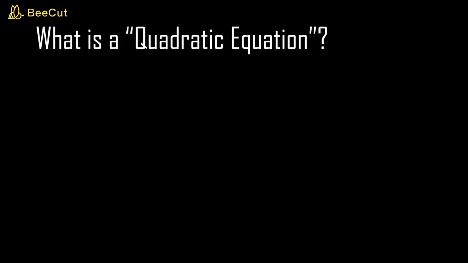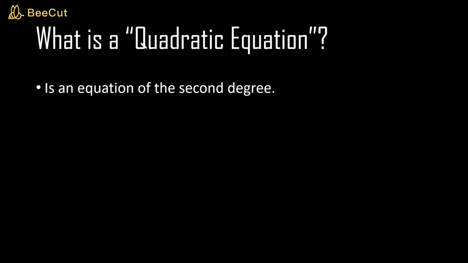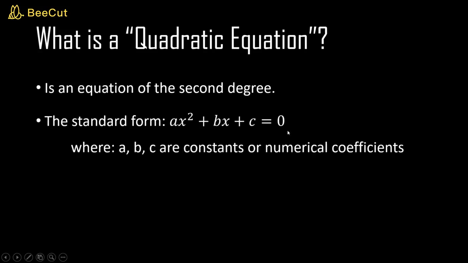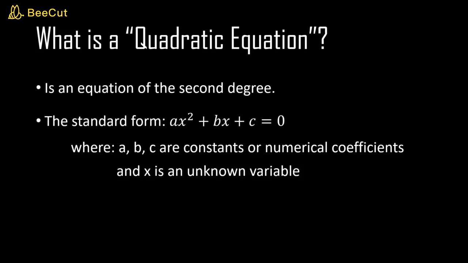So first, what is a quadratic equation? A quadratic equation is an equation of the second degree, meaning it contains at least one term that is squared. The standard form of a quadratic equation is given by ax squared plus bx plus c equal to 0, where a, b, and c are constants or numerical coefficients, and x is an unknown variable.